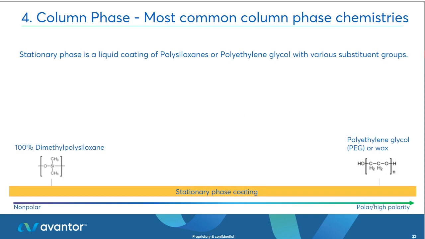So stationary phase for GC columns is a liquid coating of polysiloxanes or polyethylene glycol with various substituent groups. We've got the two extremes on screen, so we've got non-polar and polar column phases. So we've got 100% dimethyl polysiloxane. Then we've got PEG, polyethylene glycol or wax columns.